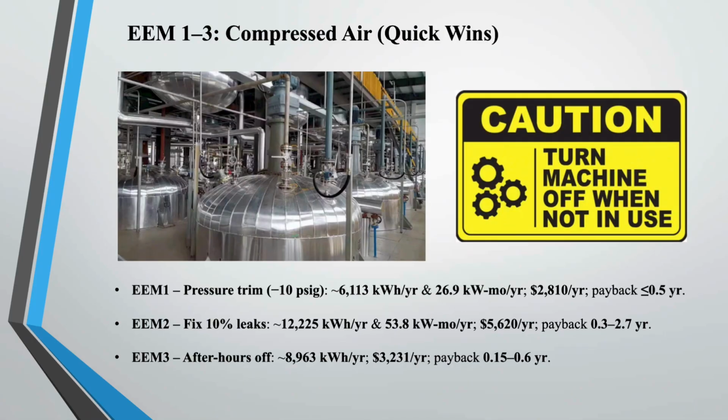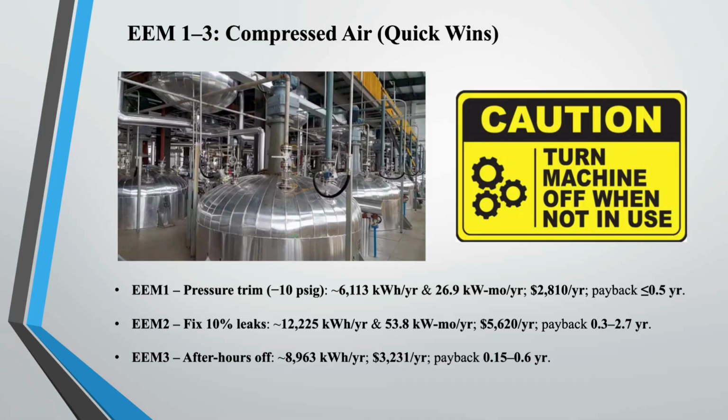And the first three measures focus on compressor air, and they are all high value and low effort actions. Energy efficiency measure 1 is the pressure trim. Dropping the header pressure by about 10 psi saves roughly 6,100 kilowatt-hours and 26.9 kilowatt-months, about $2,800 per year. The payback is under 6 months.